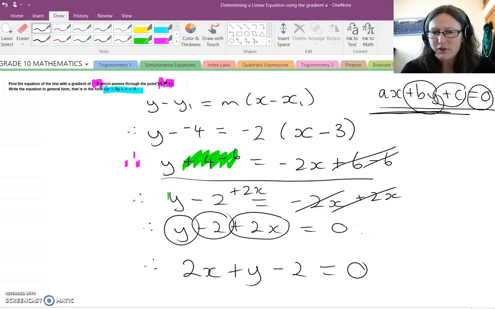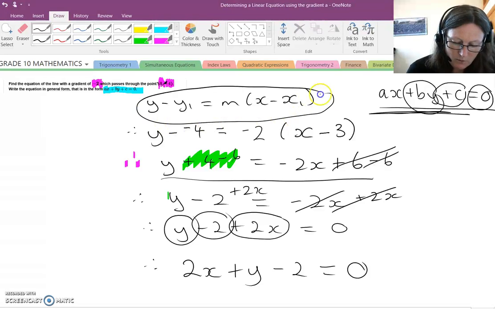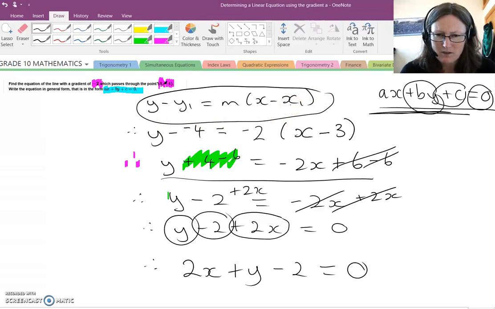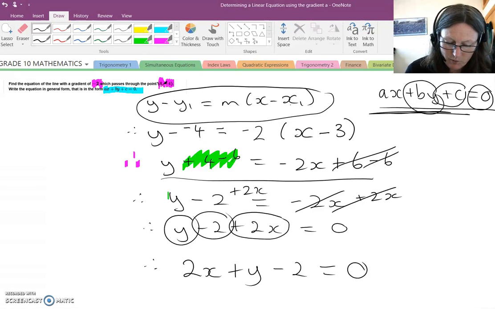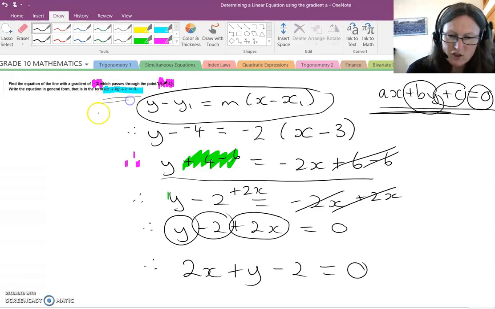So this one, it's only slightly different at the end. At the start, we use this formula. We substitute in the 3 bits of information we have. And then our rearranging is slightly different because we want to rearrange it into the general form.